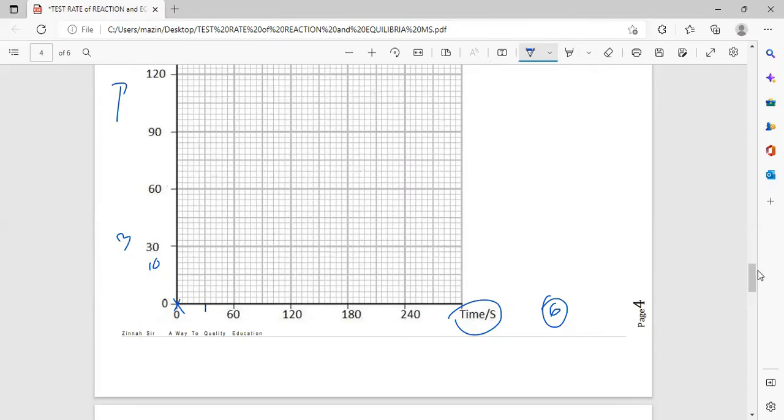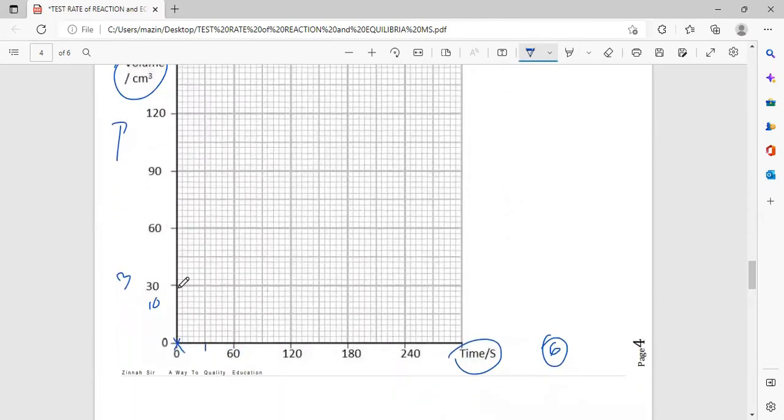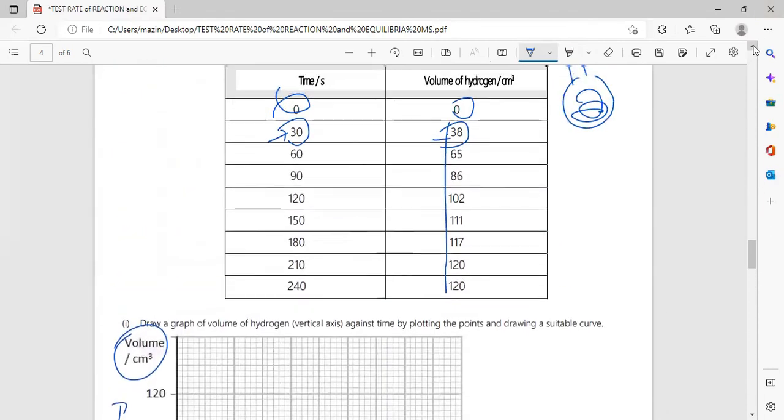And this given 30, what? 38. Remember, this is 30, and every unit is 3. So here is 33, here is 36, here is 39. Yes, 39, we can plot this a little short of 39, because 38 is not properly given here. So this is the first reading.